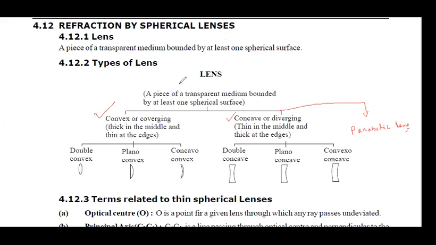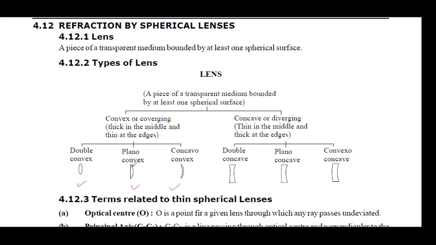When you talk about convex, I hope all of you know what convex and concave are now. Concave is where there is a cave-like structure, right? Convex is bulged out. Now, if you see this, in this case, both surfaces are convex. That's why it is called double convex or just convex.